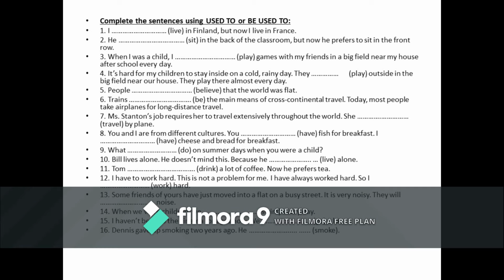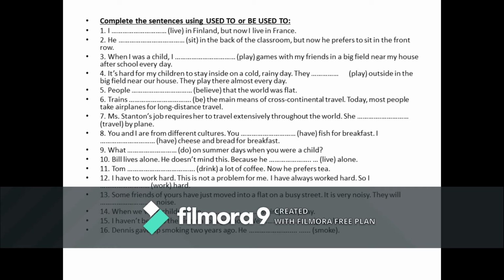Question number 2. He dots sit between brackets in the back of the classroom, but now he prefers to sit in the front row. That means that he liked to sit in the back of the classroom and he stopped that to sit in the front row, so the answer will be used to sit.